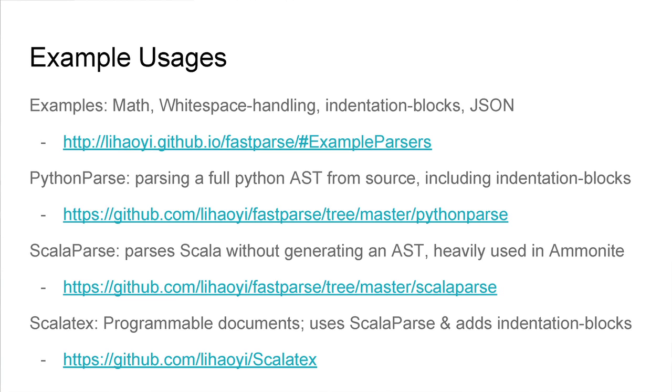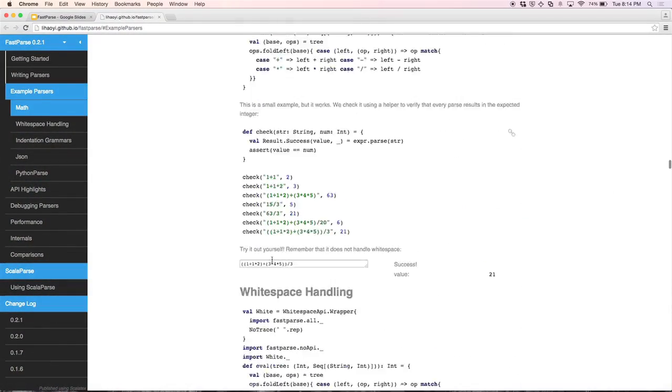So on the example on the website, on the documentation page, FastParse also compiles to Scala.js, so you can write parsers that run in the browser.